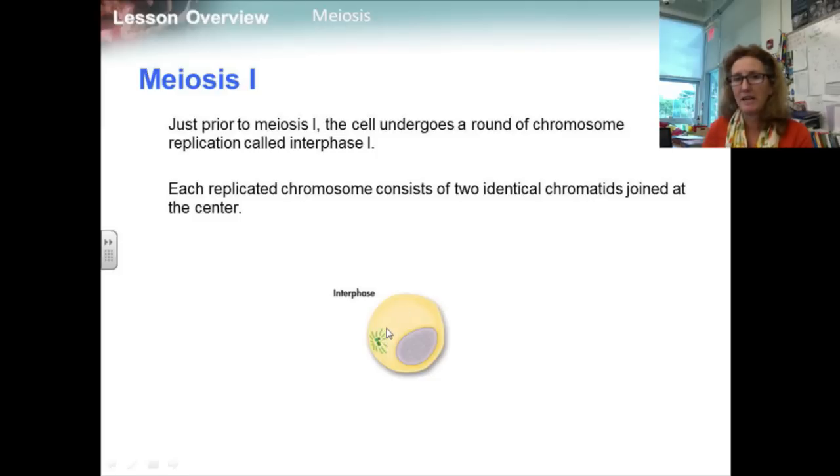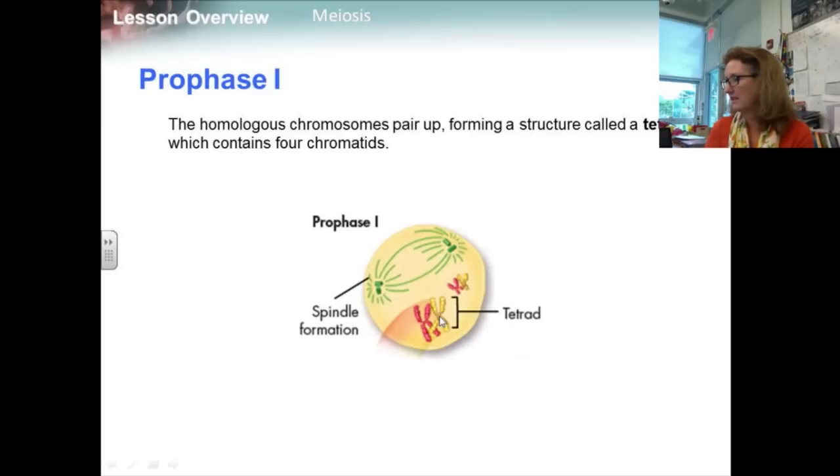So the chromosomes are replicating themselves. Each replicated chromosome consists of 2 identical chromatids, just like we know from mitosis, joined at the center. The homologous chromosomes pair up, forming what is called a tetrad, which contains 4 chromatids. Okay, the homologous ones pair up and form a tetrad.